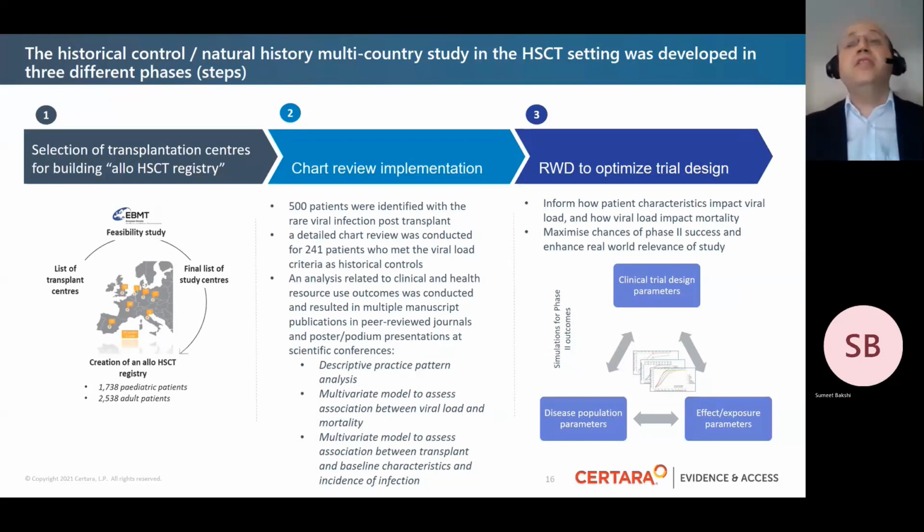And as a third step, this real-world data was used to optimize the design of the trial, which was conducted in the US. It informed how patient characteristics impact viral load and how viral load impacts mortality. These all aimed to maximize chances of phase 2 success and enhance real-world relevance for the study.